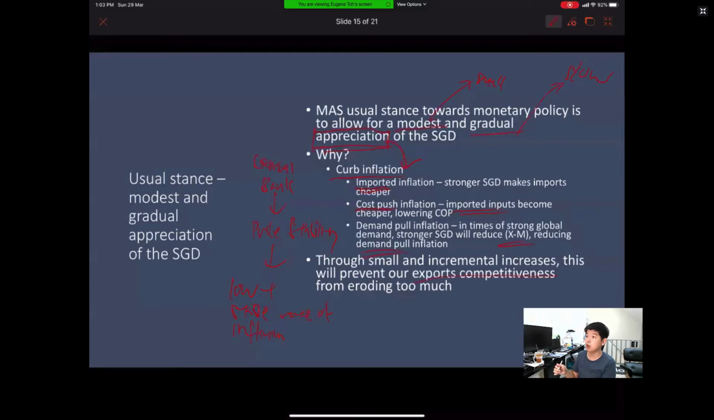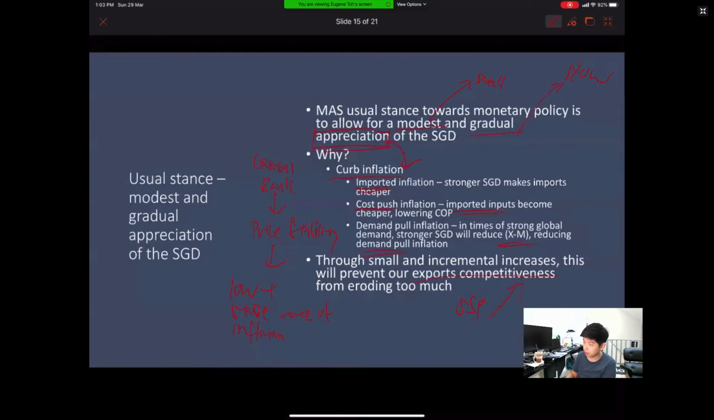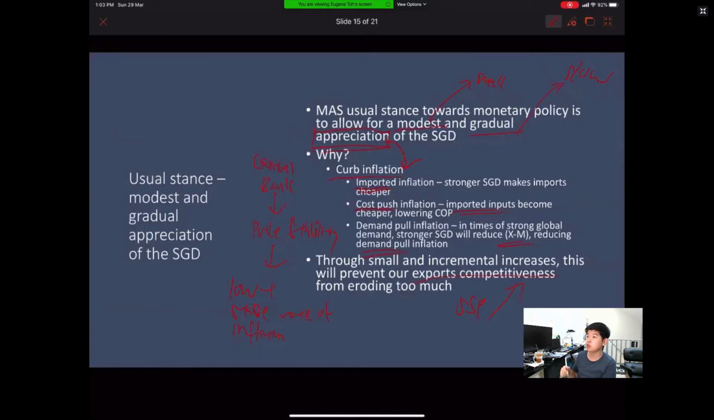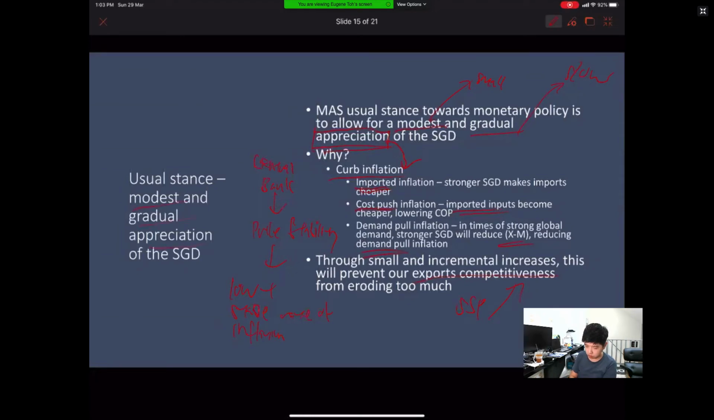Right, and how would small and slow increases in our Sing dollar value help? It will help us to use supply side policies to catch up in terms of our export competitiveness. Our supply side policies are supposed to, over time, lower the cost of production so that it will offset the erosion of export competitiveness caused by the stronger Sing dollar. So it will allow the supply side policies to help our exports play catch up in terms of their cost efficiency. This is the reason why we carry out a modest and gradual appreciation of the Sing dollar. You're good? You understand what's going on?